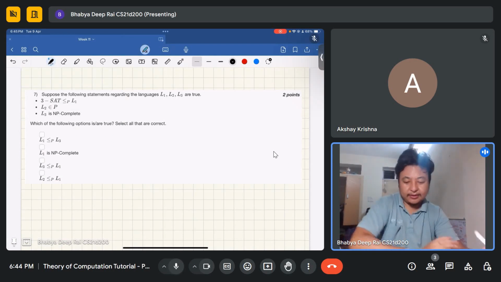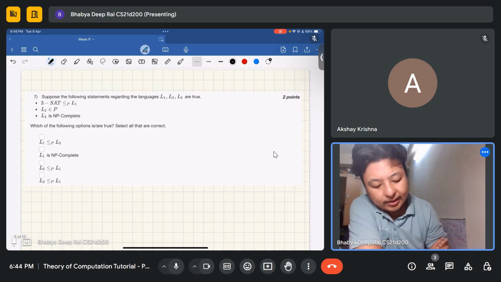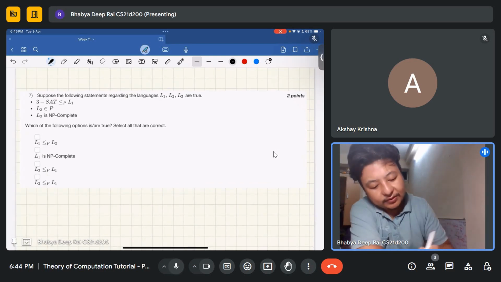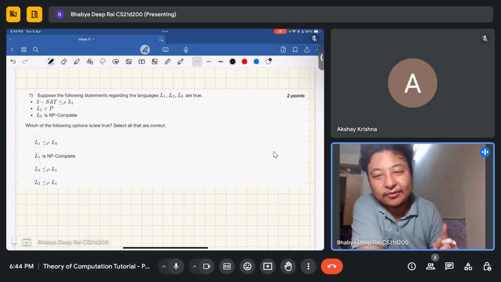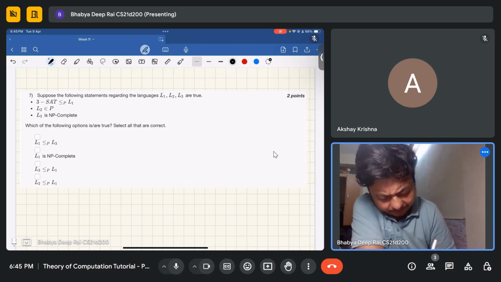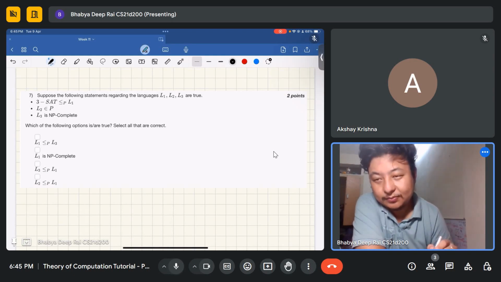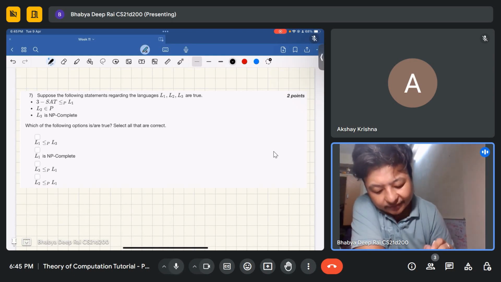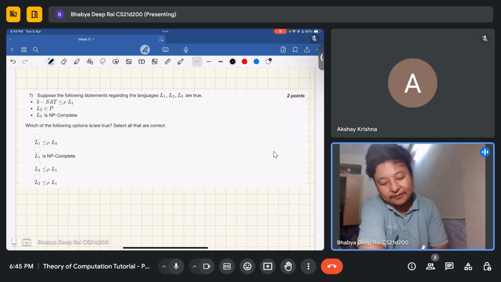Okay. So here's another question. Suppose the following statements regarding languages L1, L2, L3 are true: 3-SAT reduces to L1, L2 is in P, L3 is NP-complete. Which of the following options are true? Select all that are correct.